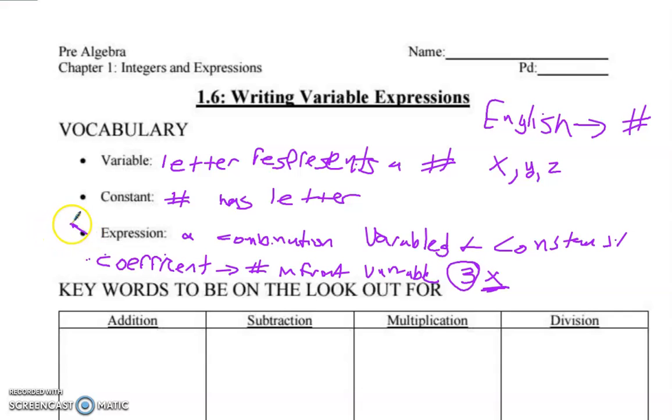So an example of an expression could be like 2z plus 6. So 2 we would consider to be a coefficient, z is our variable because it's our letter, and then 6 is a constant because it's just a number that has no letter attached to it. So those are some vocab words that I want you to know as we work through here.